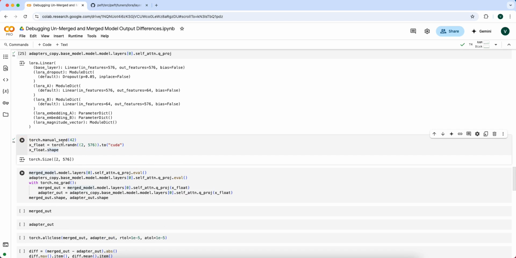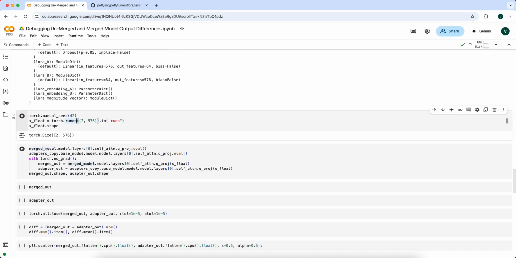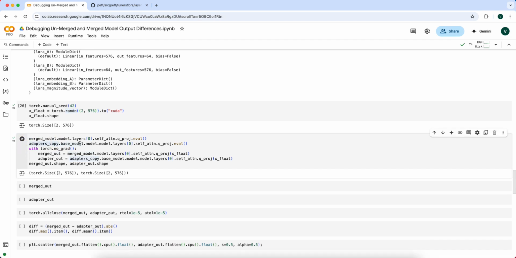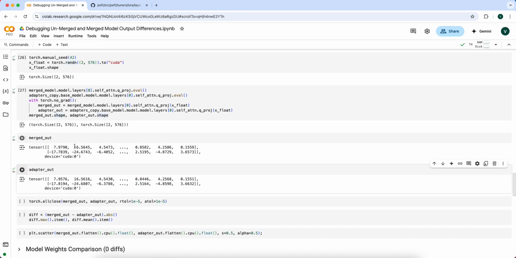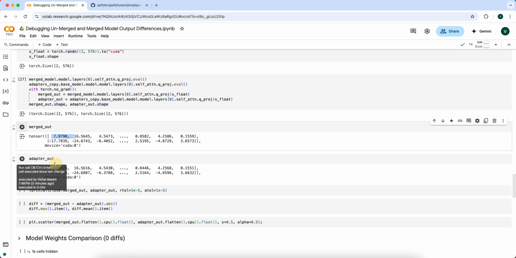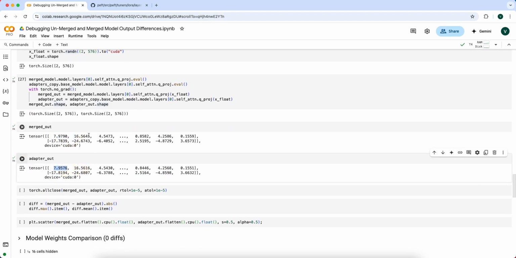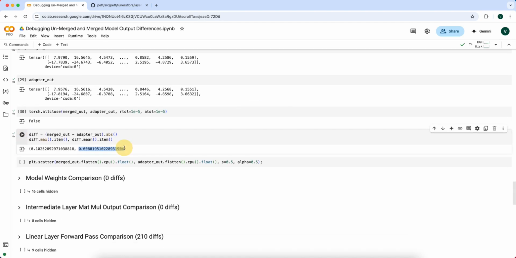So this time I'm going to do floats. So I'm going to use randn instead of randint. And then I'm going to run this code. So again, I set it to eval mode, and then I pass it through the QProj layers, and then I look at the output shape. We look at the merged out, and we can see visually, okay, yeah, there's some differences between these two. Torch allclose is false, and it's a significantly lower difference, right?